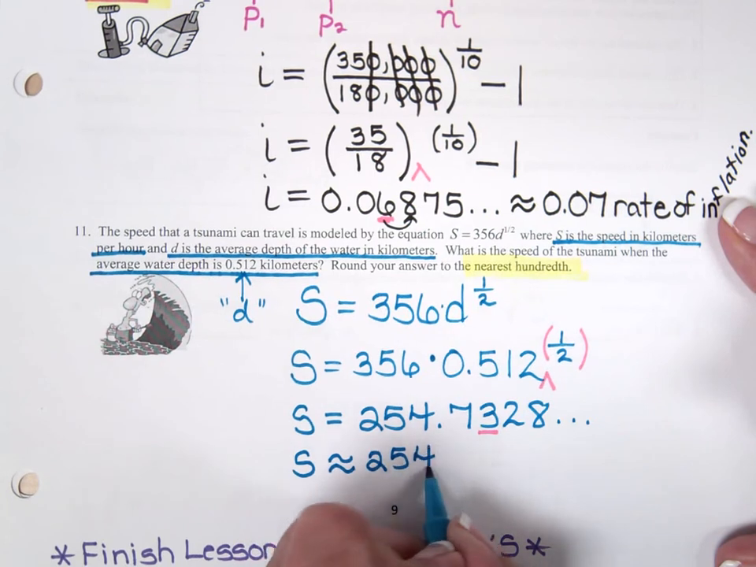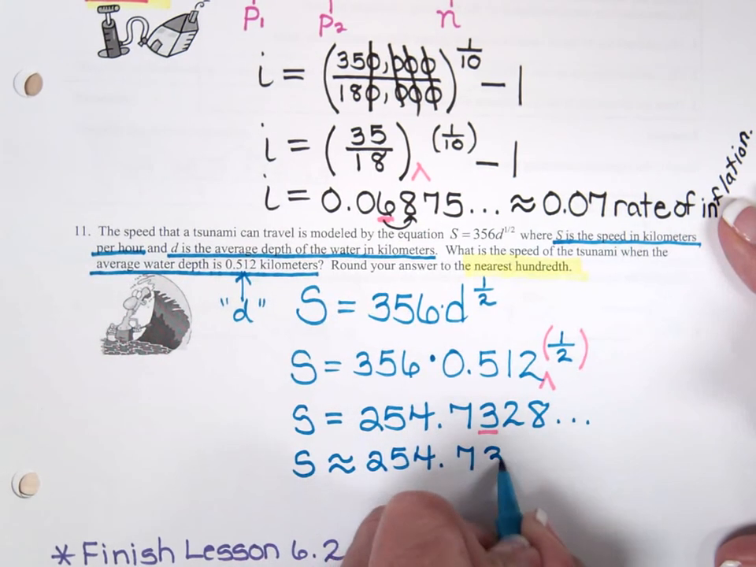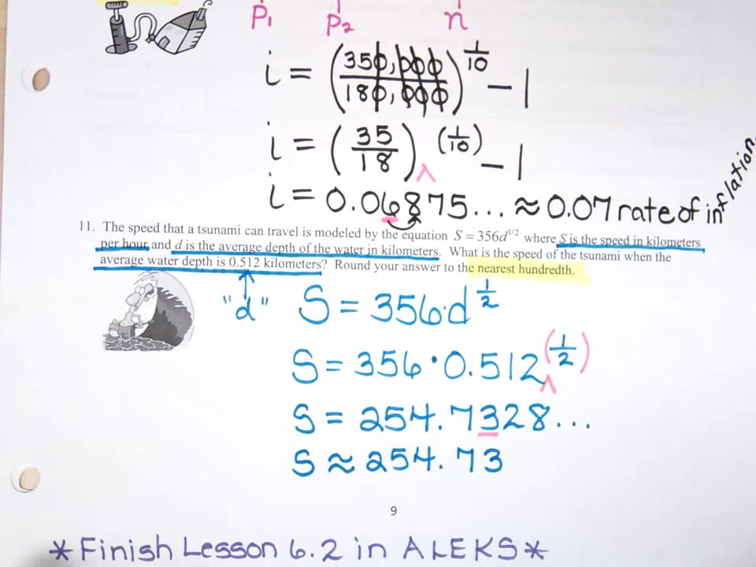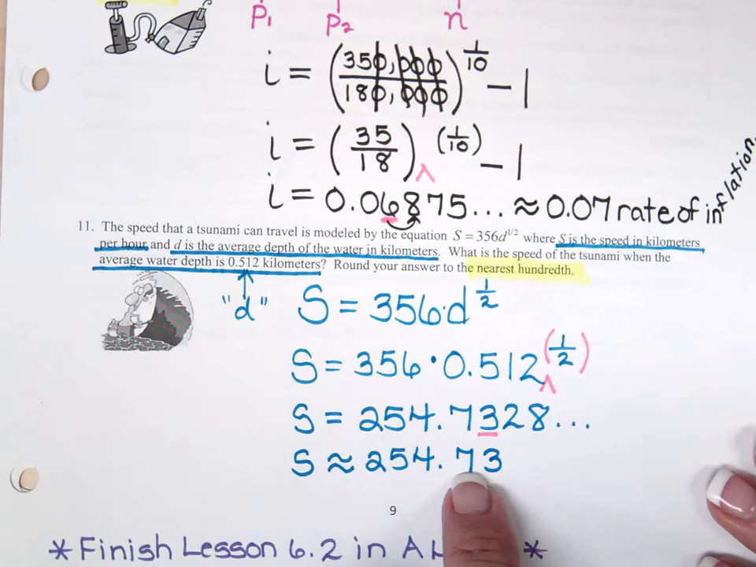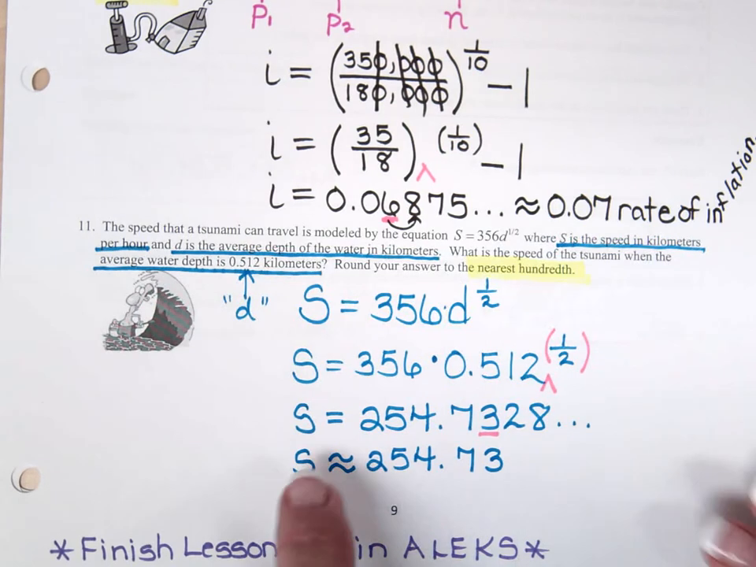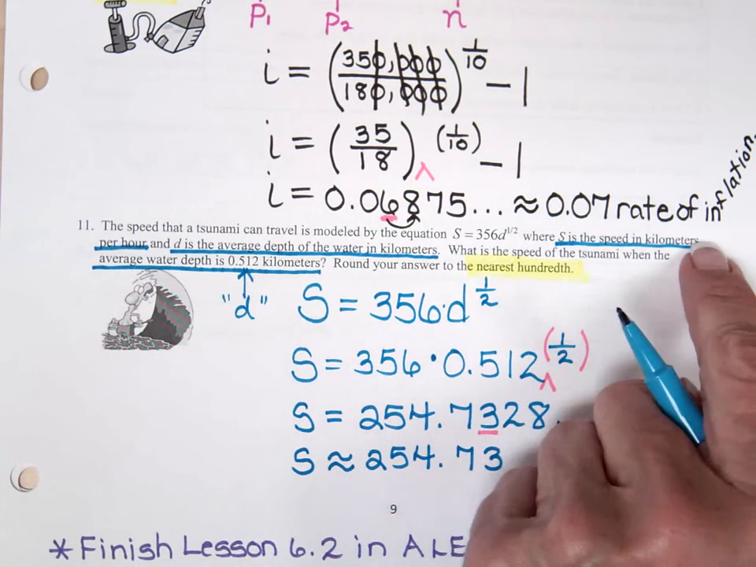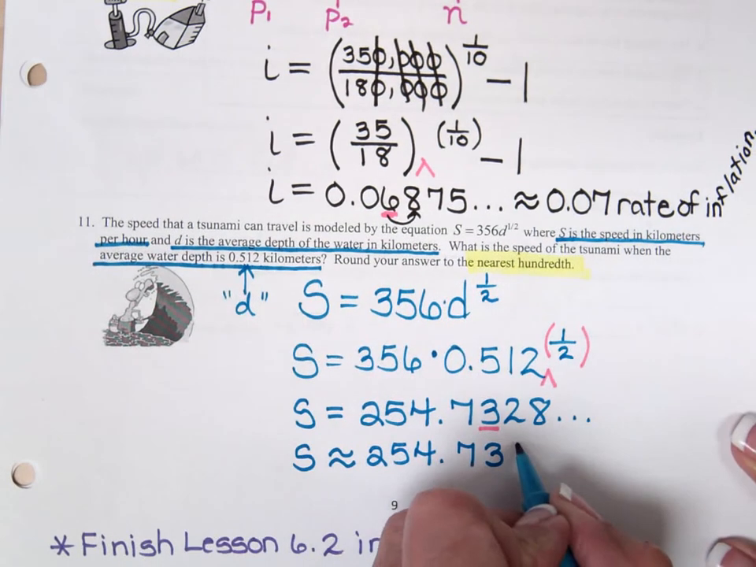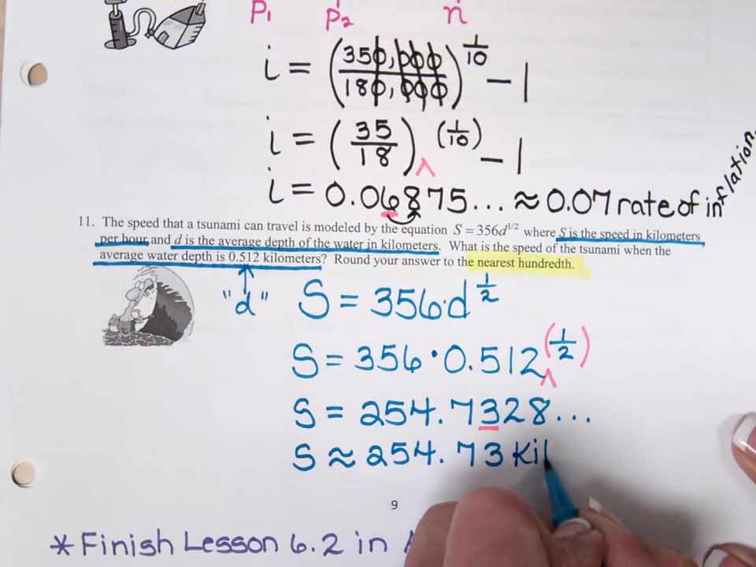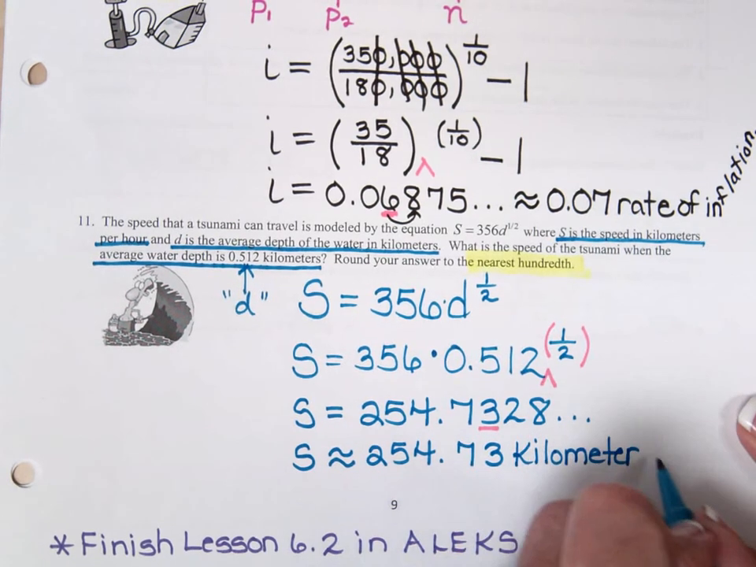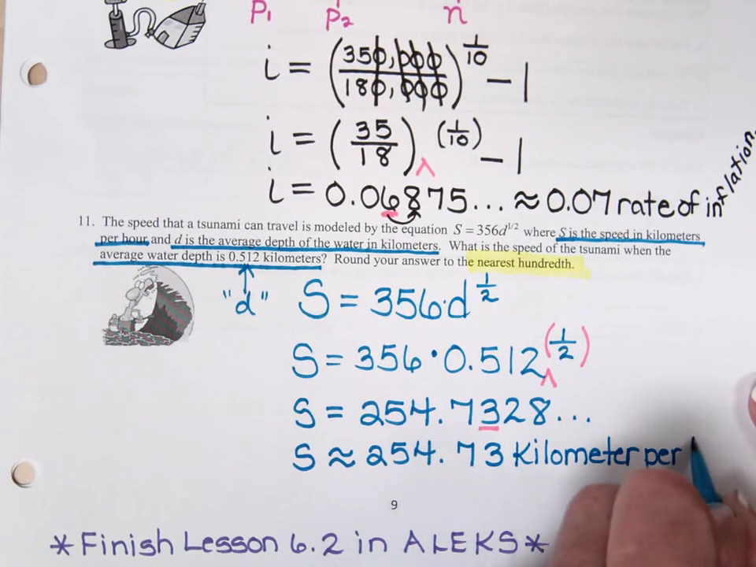So 254.73. And then our last step, as always on word problems, is to finish labeling your answer. So what does S stand for? S is the speed in kilometers per hour. So you'd say kilometers per hour. And that would give you your final points.